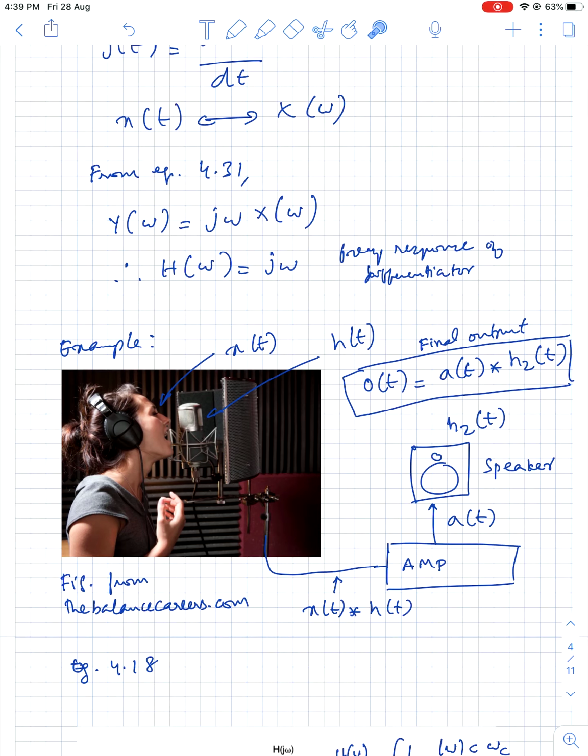Now let's suppose the amplifier outputs a of t, and it goes to a loudspeaker, which has its own impulse response, which is h2 of t.